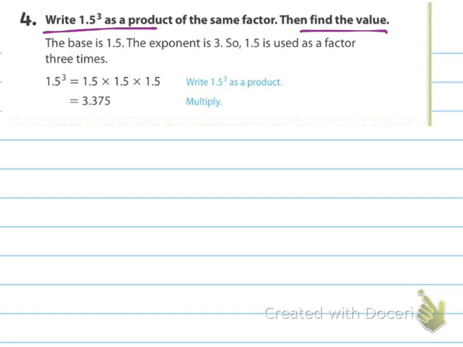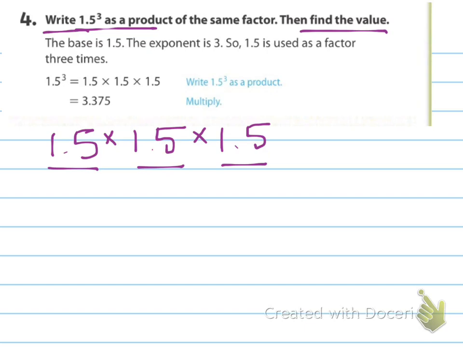Hopefully you know by now that this beautiful little 3 up here represents 1, 2, 3 times that it's going to occur. And then our base is 1.5. So we fill in those blanks, 1.5, 1.5, 1.5, and we're going to multiply these. Okay, because remember this is not an addition problem, because that would be repeated addition. That would be 1.5 times 3. This is 1.5 to the third power, because we have 1.5 as our factor 3 times.